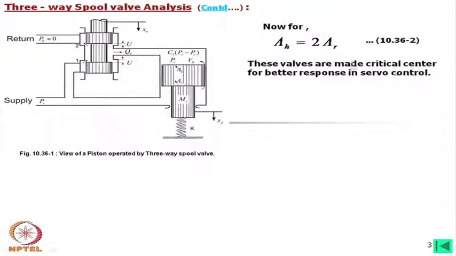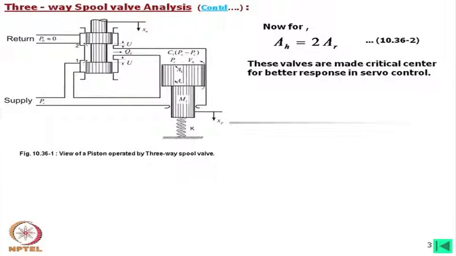Now it is found that the critical center is important because, as I told, this is for reversal operations. That means it is doing some operations forward and backward. So if it is an overlap valve, it will be difficult to control the position, or maybe the reversal time. So in that way, a critical center valve is better.